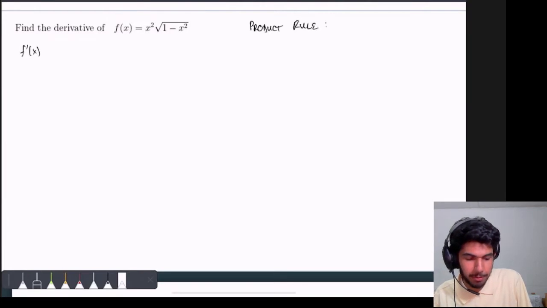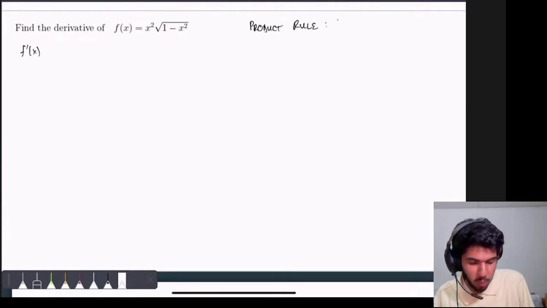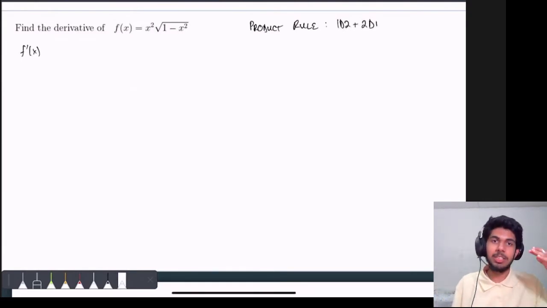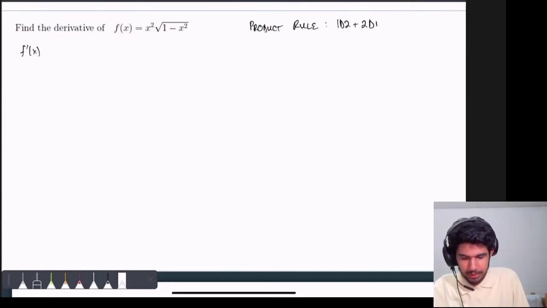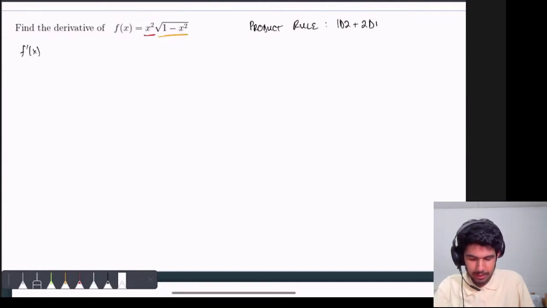And this, if we remember from last week, is 1d2 plus 2d1. So what does that mean? We take the first term, multiply it with the derivative of the second term, and then we add the second term times the derivative of the first term. So this red term here, that's the first term, and this orange term here is the second term.